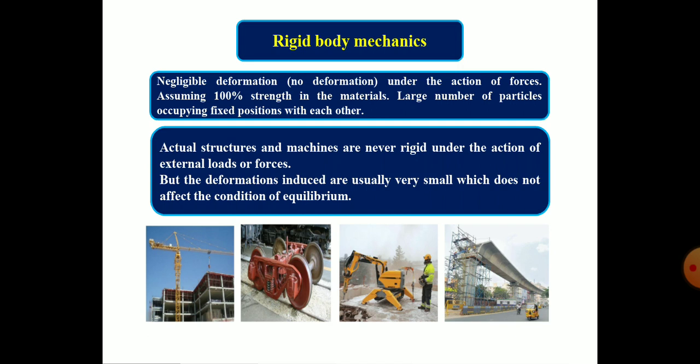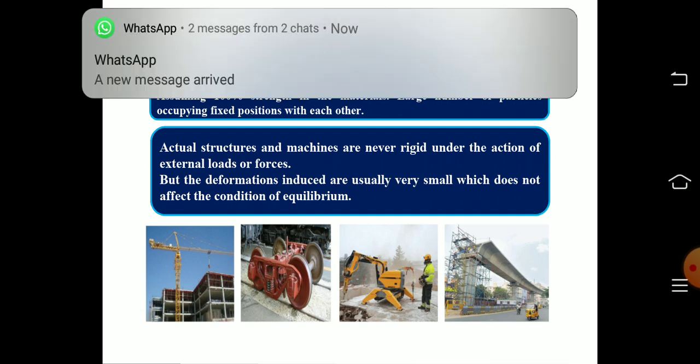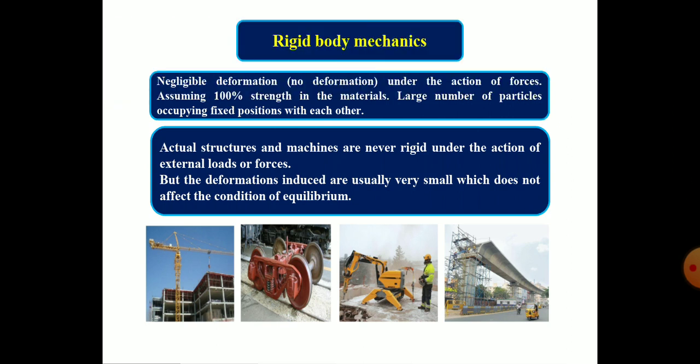So next one is, what is meant by rigid body mechanics? Rigid body mechanics means there is negligible deformation. That means there is no deformation under the action of forces. Assuming 100% strength in the materials, a large number of particles will be in a fixed position with each other. That is called rigid body mechanics.